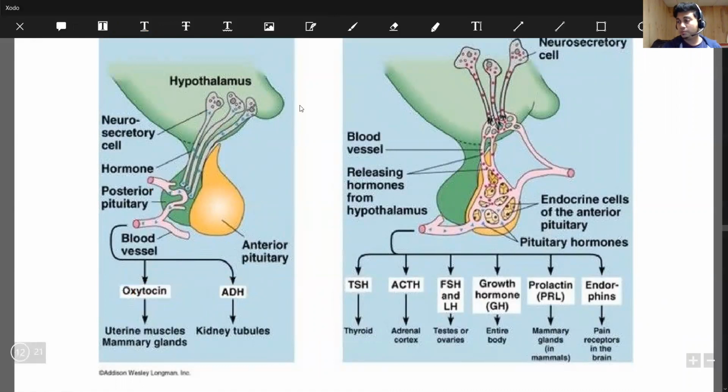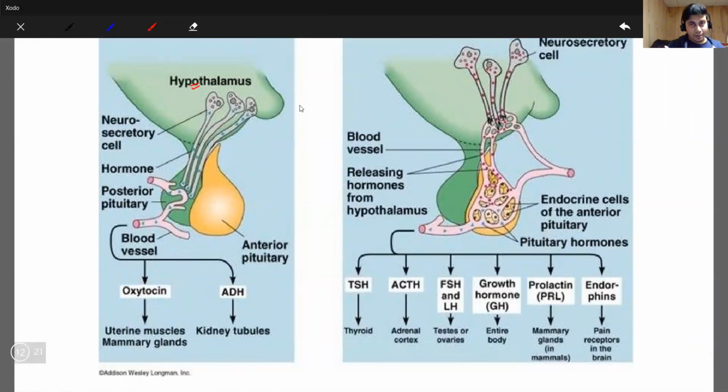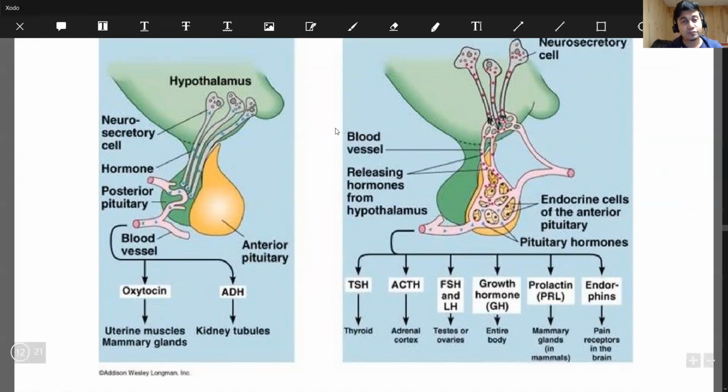Now, these two hormones are generated in the hypothalamus, and from the hypothalamus, through some pathway, they are stored in the posterior pituitary. That is one thing you should keep in mind: these posterior pituitary hormones are not generated in the posterior pituitary. Rather, they are generated in the hypothalamus, and they are brought down to the posterior pituitary, where they are stored, and whenever they are necessary, they are released from the posterior pituitary.